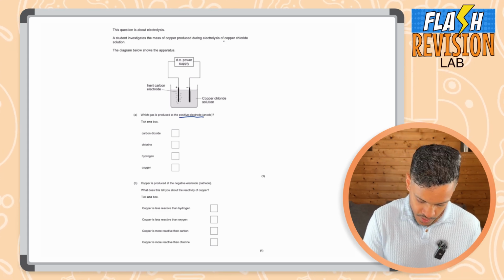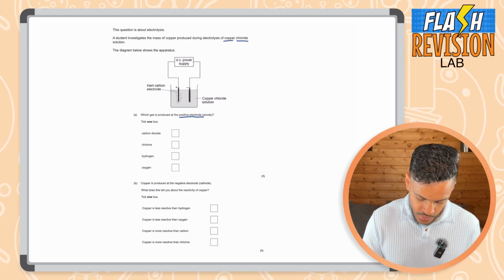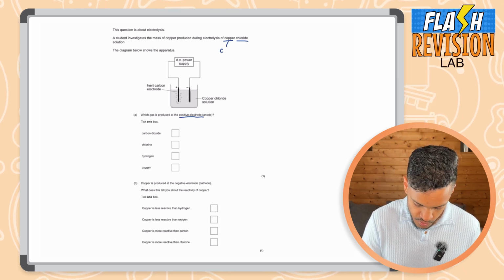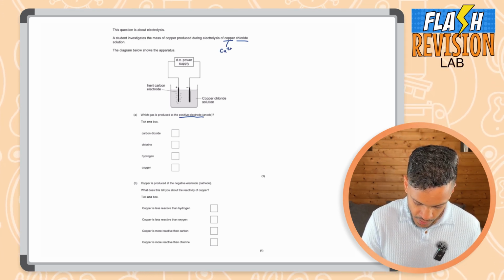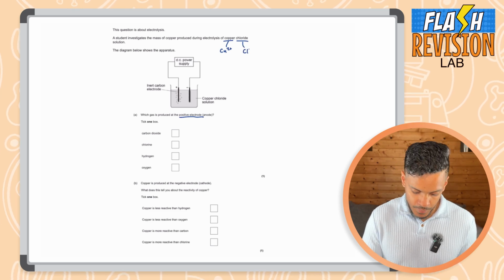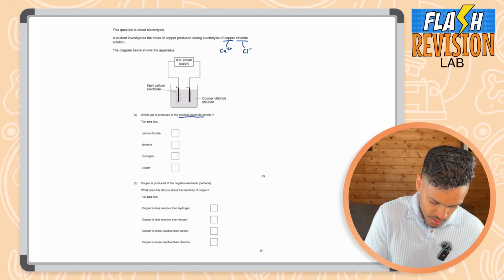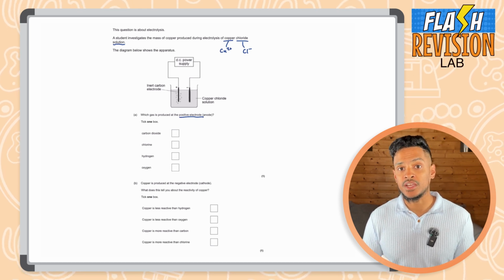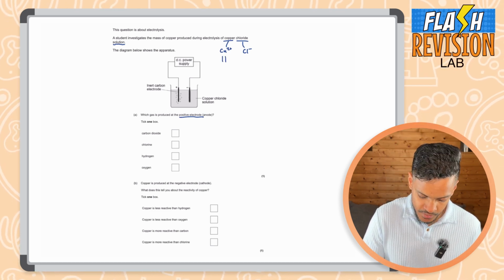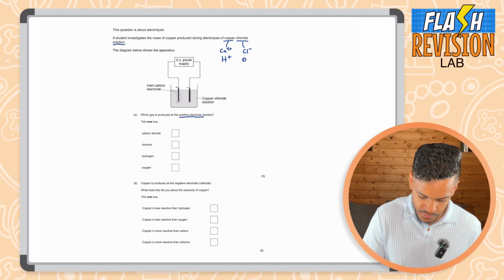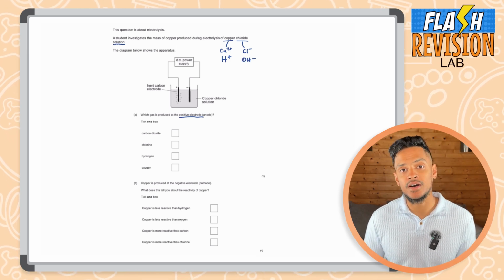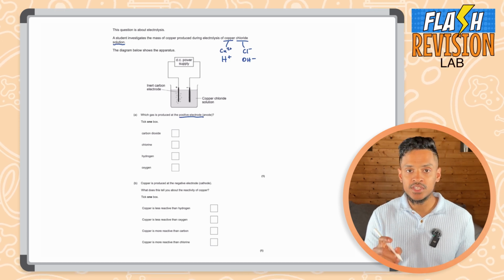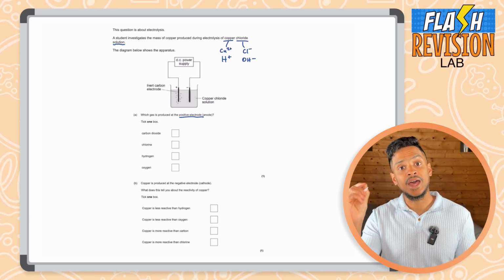So because we're dealing with copper chloride, we're dealing with two types of ions, copper ions, Cu2+, and chloride ions, Cl-. But because this is a solution, it means we also have the ions which are in water. So that's H+ ions and OH- ions. The question is specifically asking about the positive electrode, the anode. So which of these ions will go to the anode?